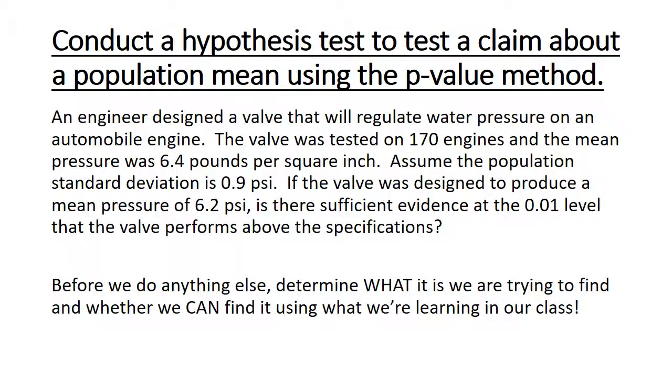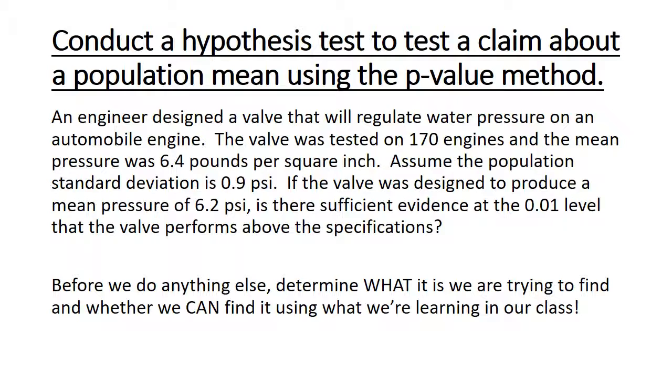So here's the problem that we're going to do. An engineer designed a valve that will regulate water pressure on an automobile engine. The valve was tested on 170 engines, and the mean pressure was 6.4 pounds per square inch. Assume the population standard deviation is 0.9 psi. If the valve was designed to produce a mean pressure of 6.2 psi, is there sufficient evidence at the 0.01 level that the valve performs above the specifications?